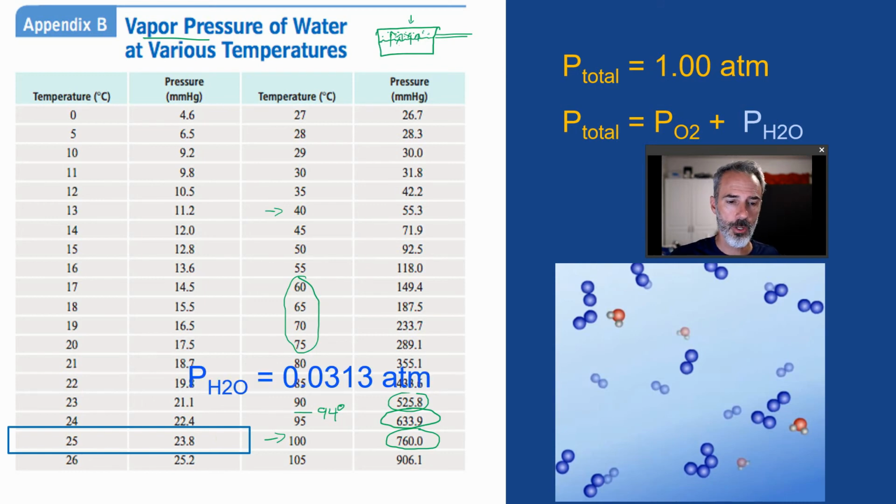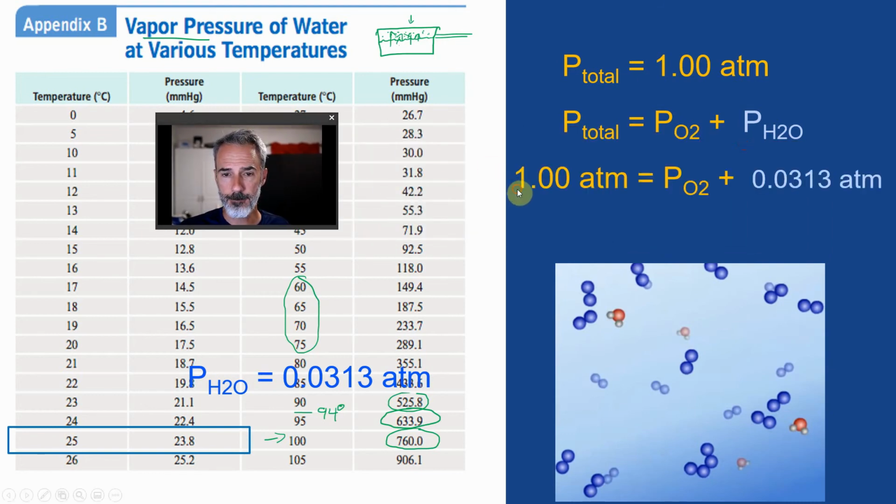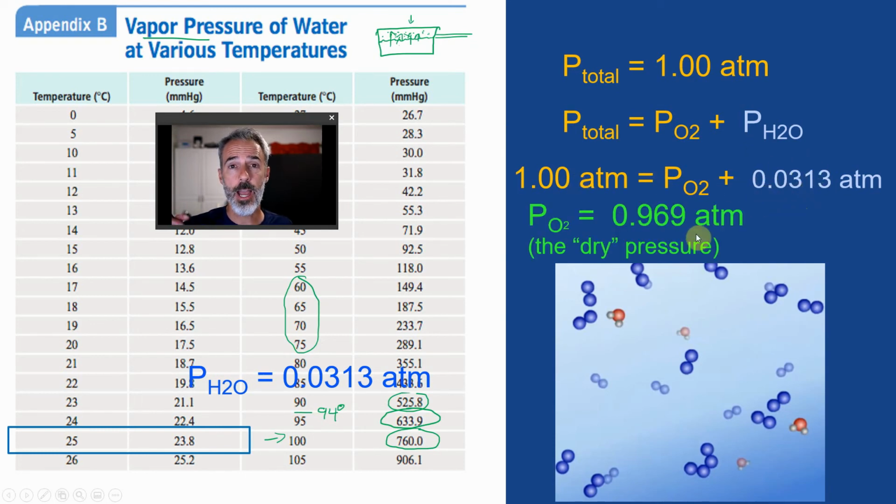So we have to do a little unit conversion. Forgive my lack of showing work. But it turns out that this 23.8 millimeters of mercury is 0.0313 ATM. So that's what we have to subtract out from the total pressure. So let's do that. My total pressure was 1 ATM in lab. My vapor pressure was 0.0313. When I subtract it, the dry pressure, the partial pressure of oxygen, is 0.969.